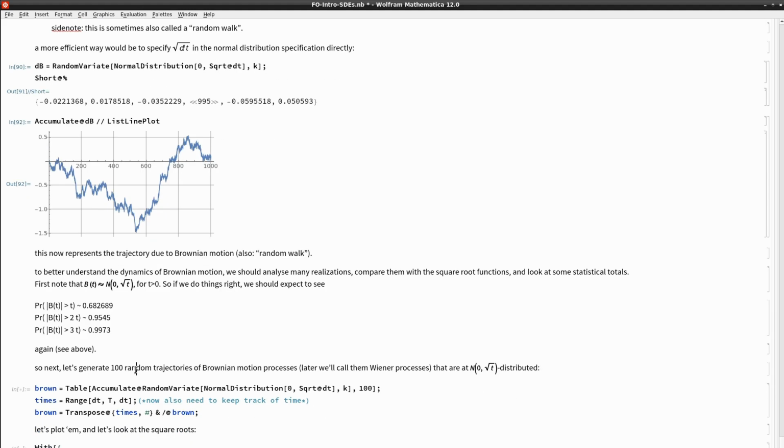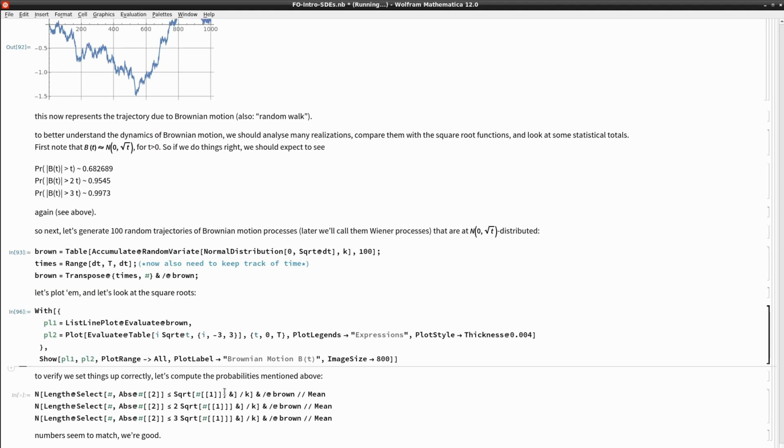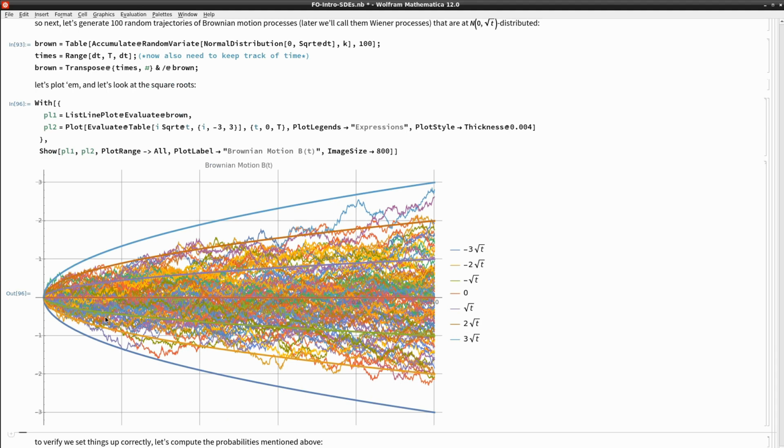Let's generate 100 random trajectories of Brownian motion, and let's make sure we use 0 as the mean and square root of t as the standard deviation. Let's plot them, and let's look in particular at the square roots, which are now our standard deviations. We start at 0, and most of them are between 1 and -1 standard deviations, and it's fading out a little bit more for 2 standard deviations and even more for 3 standard deviations. So you can clearly see the standard deviations here as square roots, and you can see how much is inside and how much is becoming less dense as we go further outside.